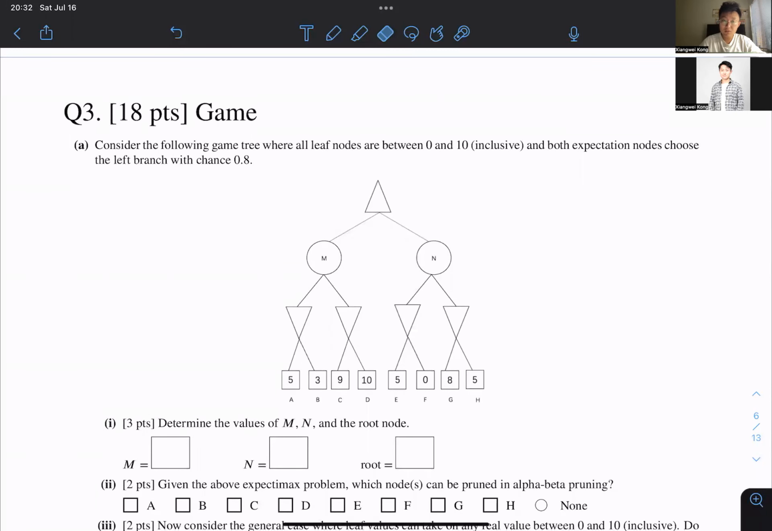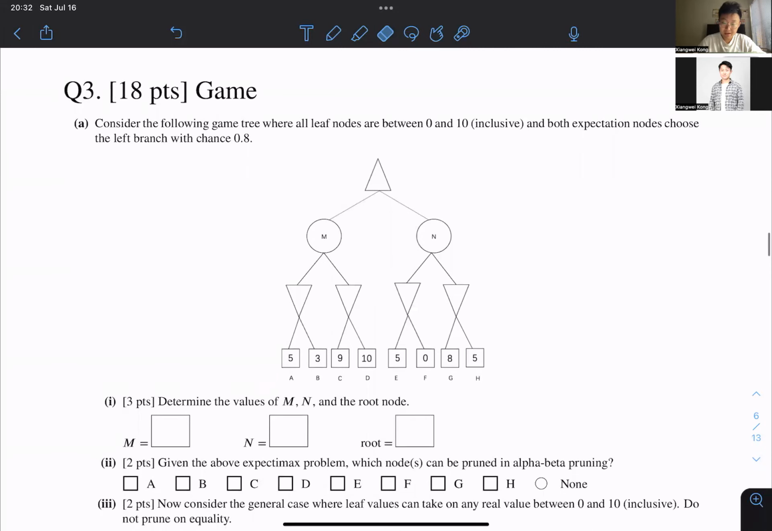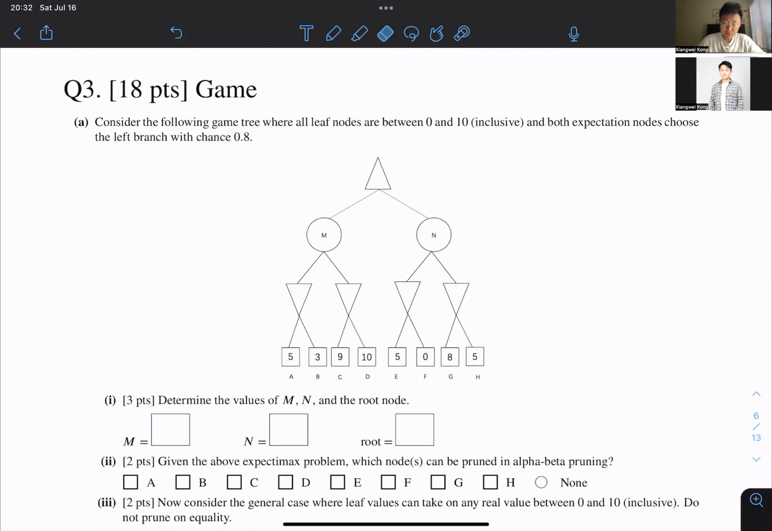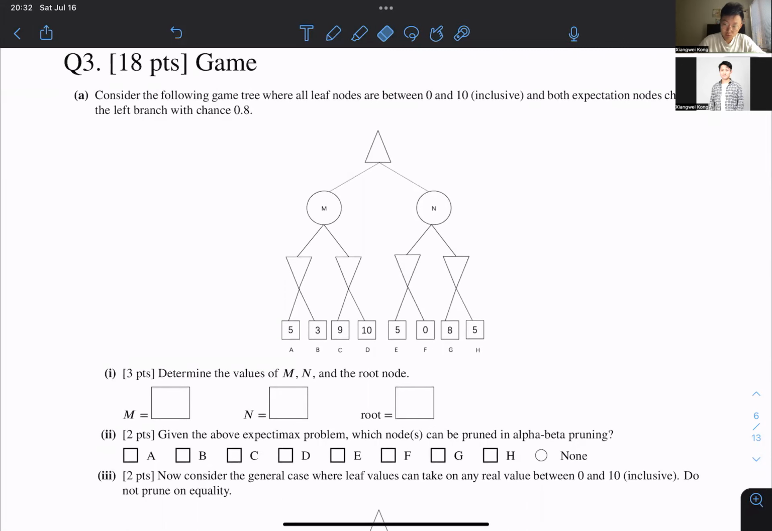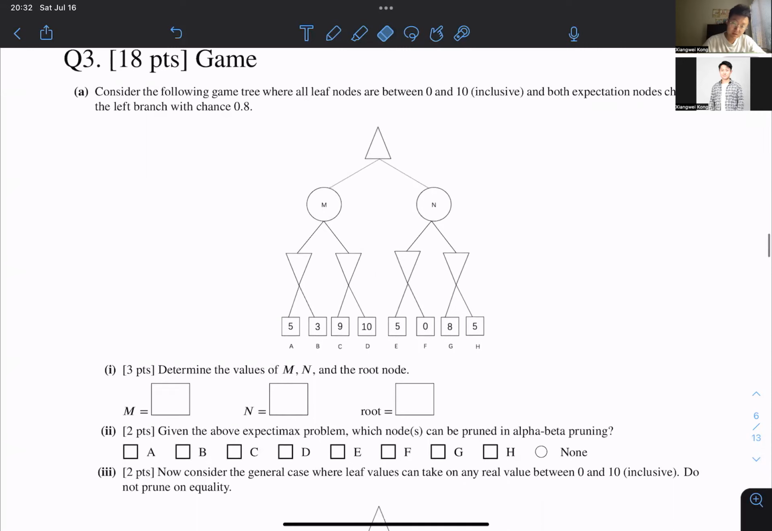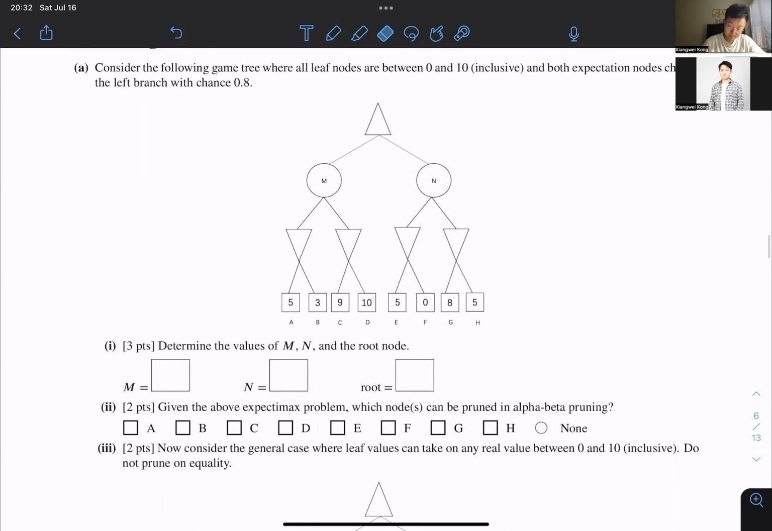So next, I will go over the question for games. We have an expectimax and expectiminimax, and the leaf node values are between 0 and 10. The node will choose the left branch with chance 0.8. Okay, so we'll fill out the values for them.